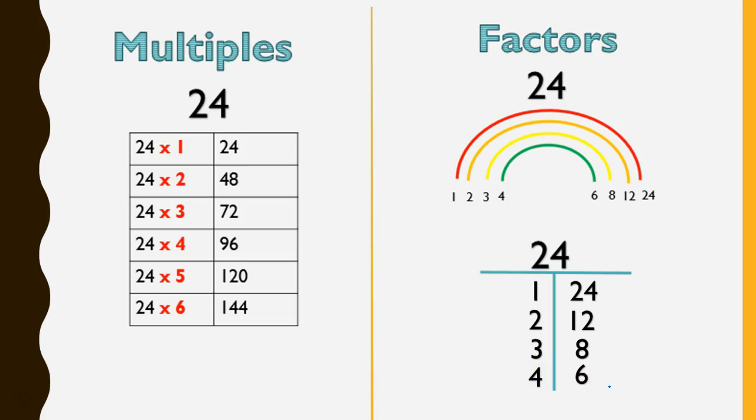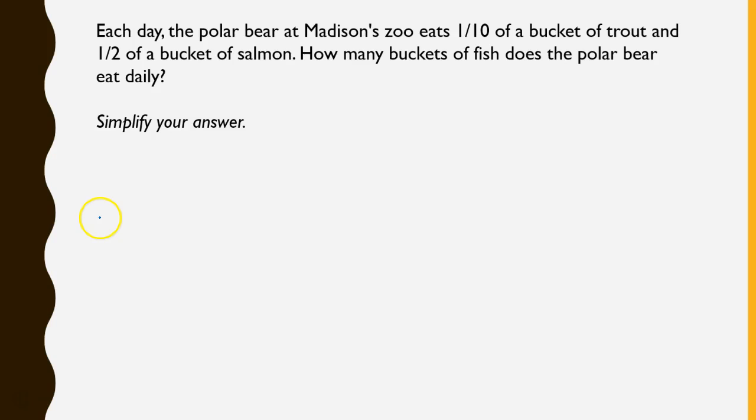All right, now we're going to be using these two skills as we jump right into adding and subtracting fractions. So let's get started. Okay, friends, look for this question on the paper in front of you and follow along with me, and we can do it together. It says, each day the polar bear at Madison Zoo eats 1/10 of a bucket of trout and 1/2 of a bucket of salmon. How many buckets of fish does the polar bear eat daily? And then it gives us a little reminder to make sure that we simplify our answer.